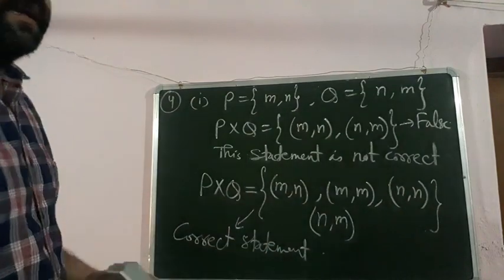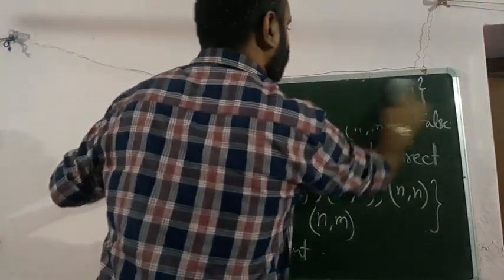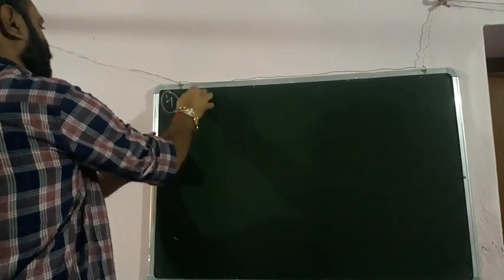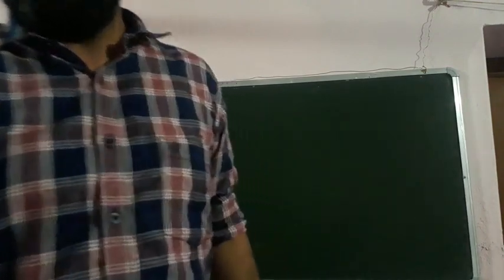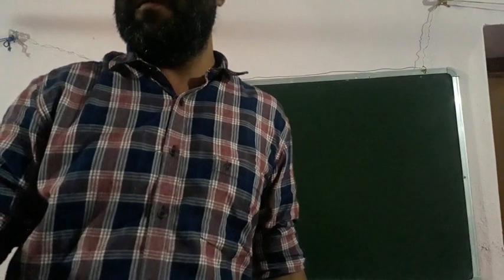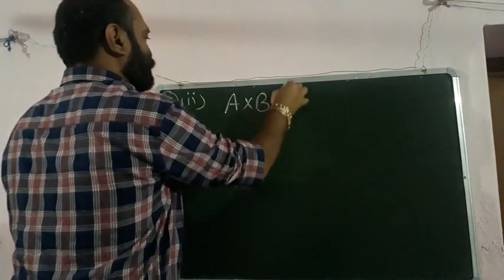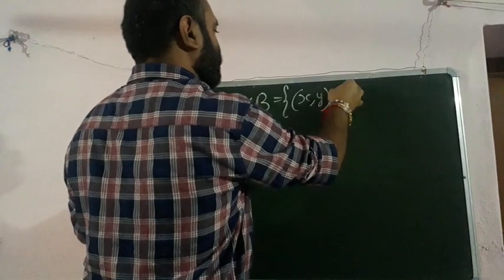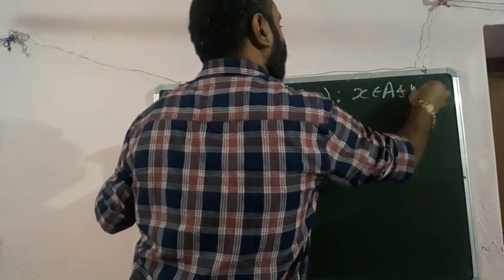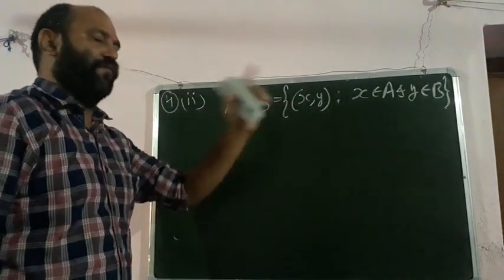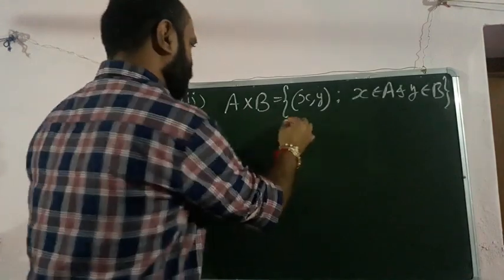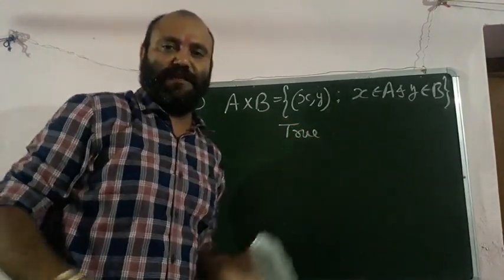Right? So similarly, the second part of question number 4 is: if A and B are non-empty sets, then A cross B is the non-empty set of ordered pairs x comma y such that x belongs to A and y belongs to B. Yes, this statement is right because this is the definition of A cross B. So this is the set of ordered pairs x y. So this statement is true.